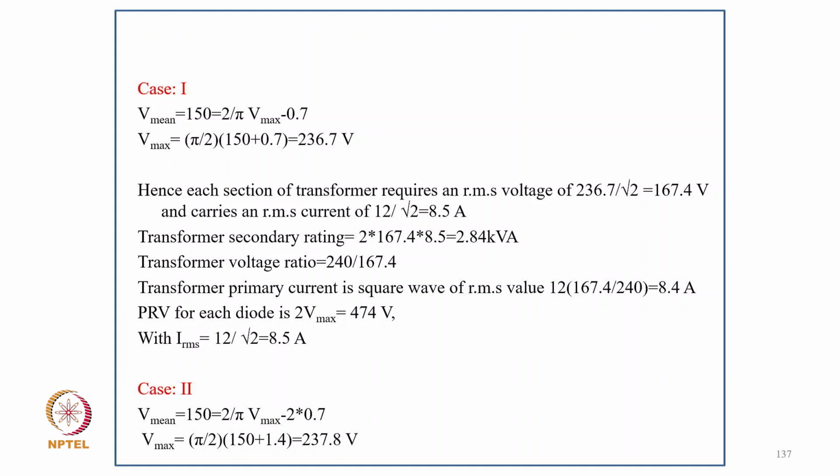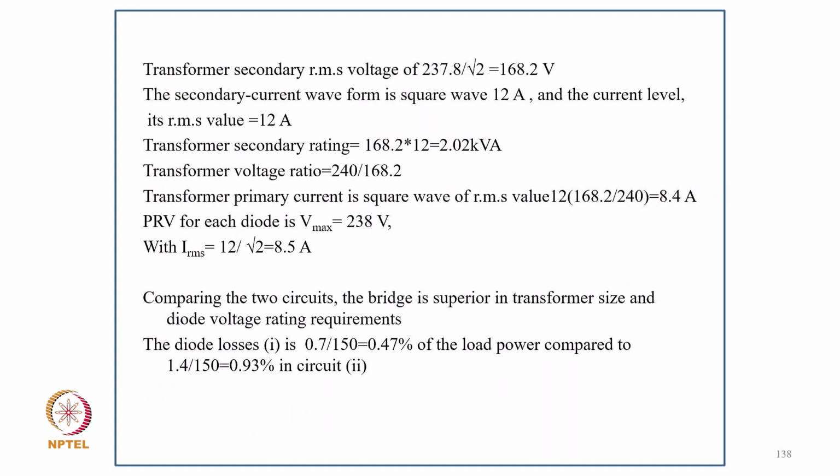And case 2 is the bridge connection, so that is Vmean equal to 150, 2 Vmax over pi minus 2 into 0.7, so Vmax becomes 237.8 volt, and the transformer secondary RMS voltage is 237.8 divided by root 2, 168.2 volt, and the secondary current waveform is a square wave of 12 ampere, and the current level RMS is 12 ampere. Transformer secondary rating is 168.2 into 12, that is 2.02 kVA, and the transformer voltage ratio is 240 divided by 168.2, and the transformer primary current is a square wave of 12 into 168.2 divided by 240, 8.4 ampere, and PRV of diode Vmax is 238, and IRMS is 12 by 2, 8.5 ampere.